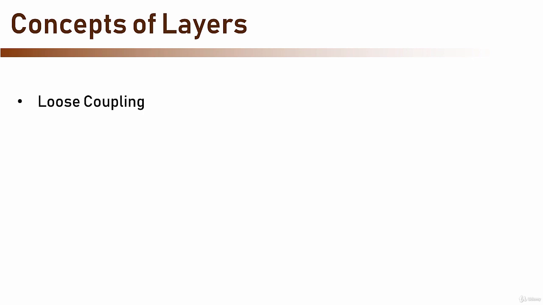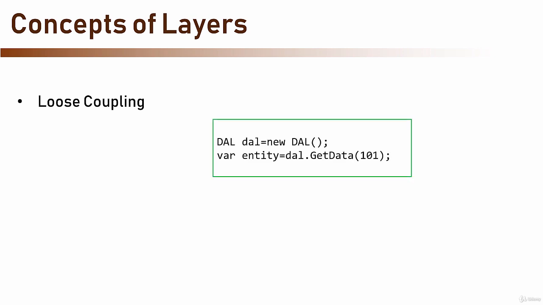Second, loose coupling. We will talk about this concept much more in the next lecture, but suffice to say that we need the layers to communicate with each other in a way that will have the minimum impact when there is a change. Let's see an example for this, which will explain this concept.